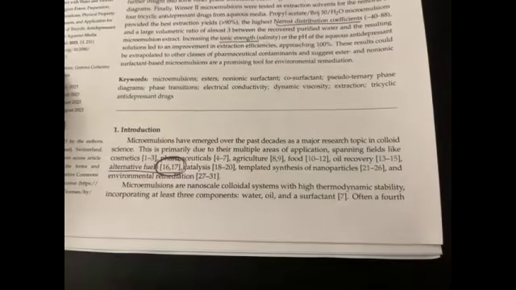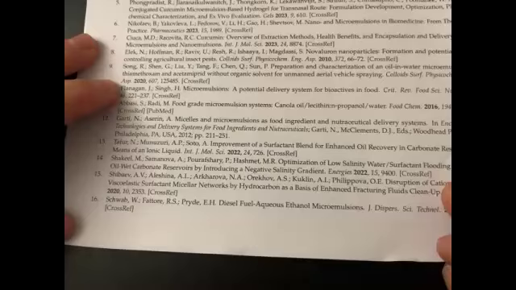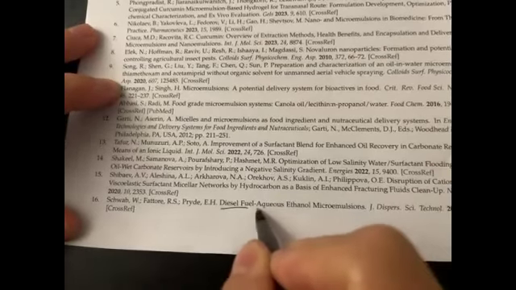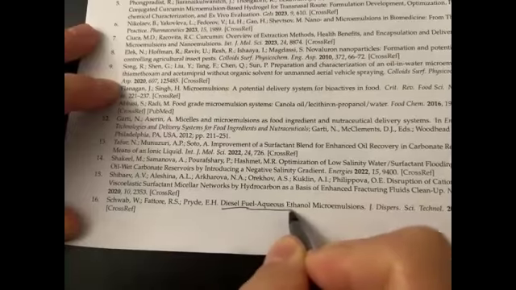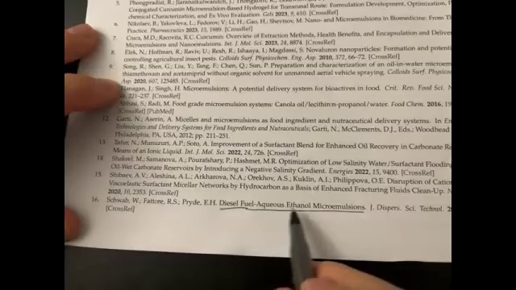I'm going to make sure I circle 16 and 17. And sometimes we do this, sometimes not. But let's go ahead and look at 16 and 17. 16's down here, and it says diesel fuel aqueous ethanol microemulsions. So aqueous means water.